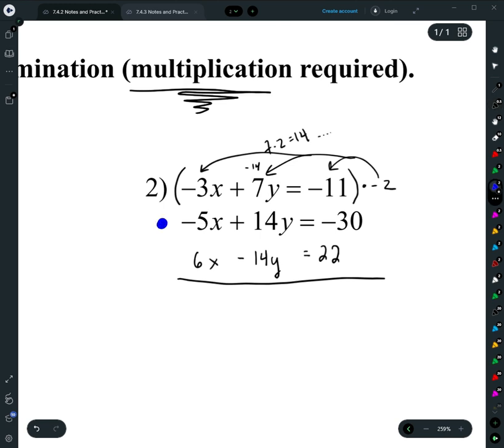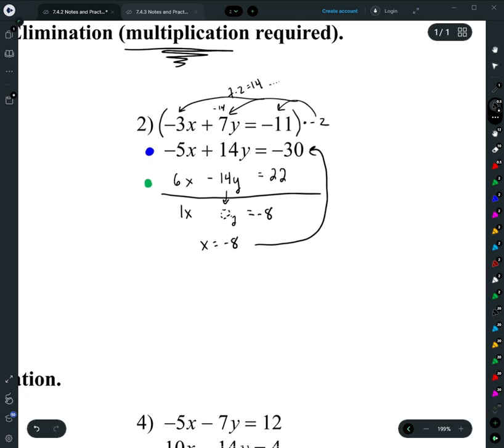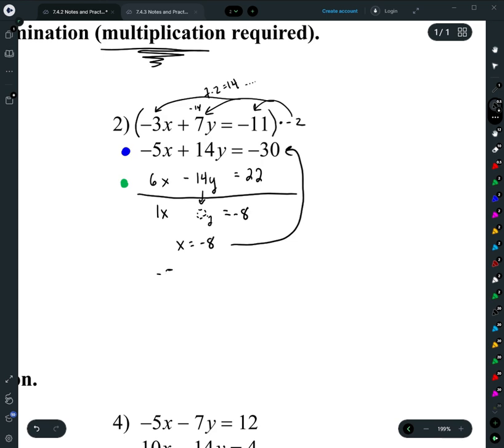So now, I think it's nice to organize. We're going to have the blue equation, we're going to have the green equation, and now when we add the y's, those cancel. So 0y. That makes 1x simply equal to negative 8. So x equals negative 8. And you can then put it back into any of your equations. I'll use the blue equation here. So negative 5 times negative 8 plus 14 times y equals negative 30.